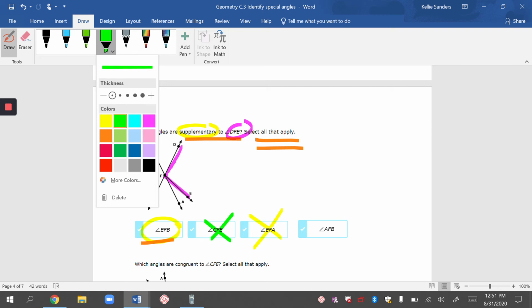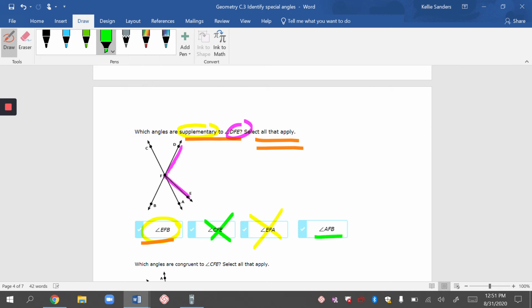Last one, AFB, from A to F to B. Those are not supplementary, even though this right here is true. They did not meet in the middle. They didn't share a side, so those cannot be supplementary.